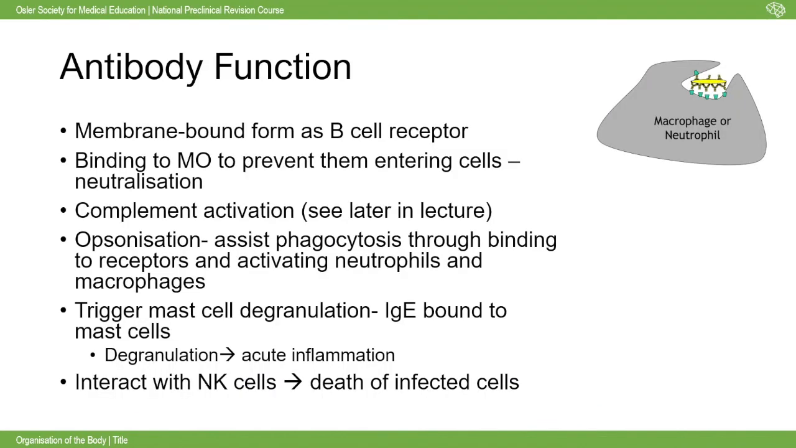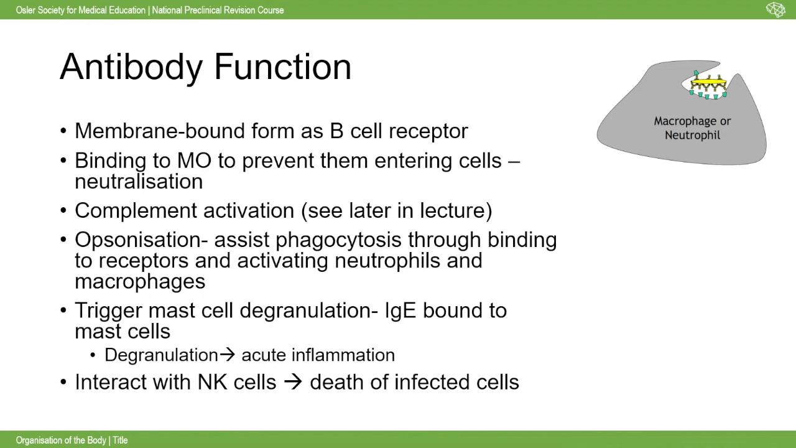Reiterating this, we have our core antibody functions from the spec. Firstly, antibodies can be secreted by plasma cells, but they're also normally bound to B cells and act as a B cell receptor, enabling B cells, as they circulate, to recognize foreign particles. The secreted form is then able to bind to microorganisms and prevent them entering cells. We call this neutralization. We also have complement activation, which we'll move on to on the next slide.